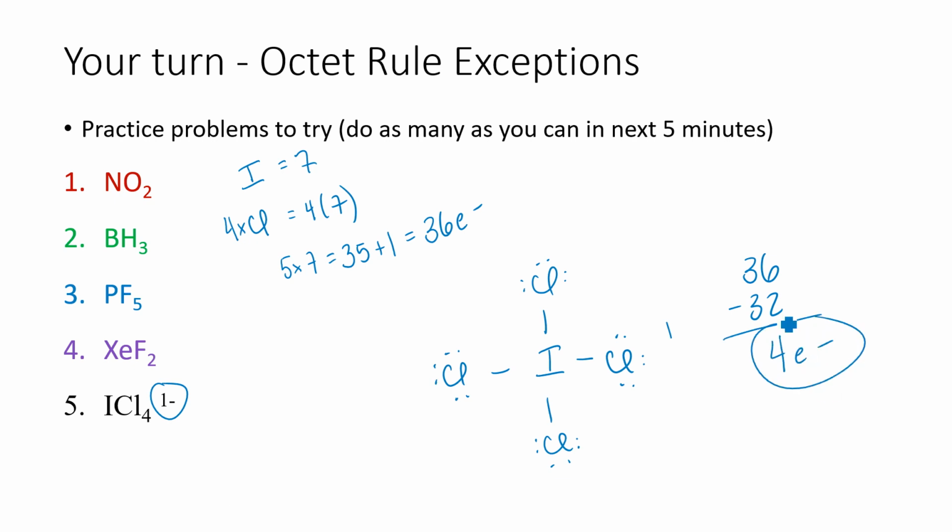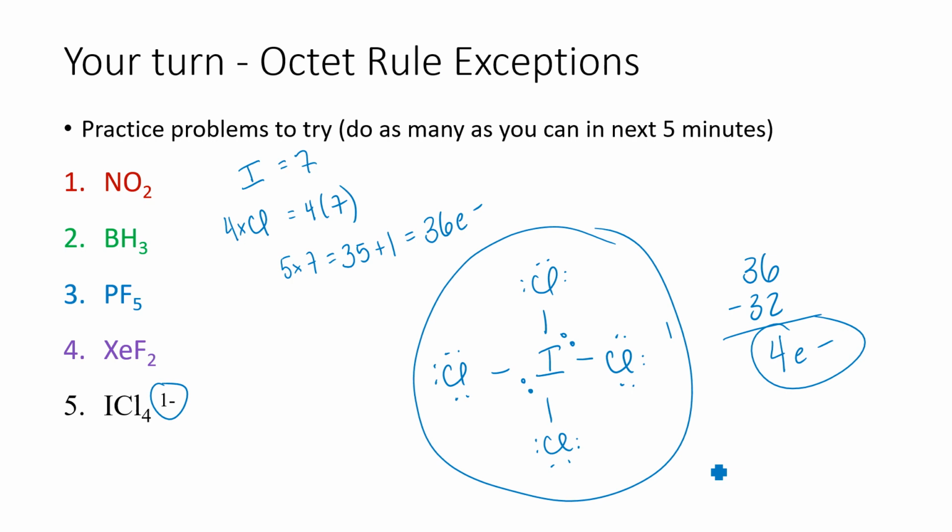So what am I going to do with those leftover ones? I'm going to put them on the central atom, even if doing so results in more than an octet. So notice how this is an octet exception, because the iodine has 2, 4, 6, 8, 10, 12 electrons around it. But I know that's okay because iodine is in row 5 of the periodic table. And we can have expanded octets in elements in row 3 or below.